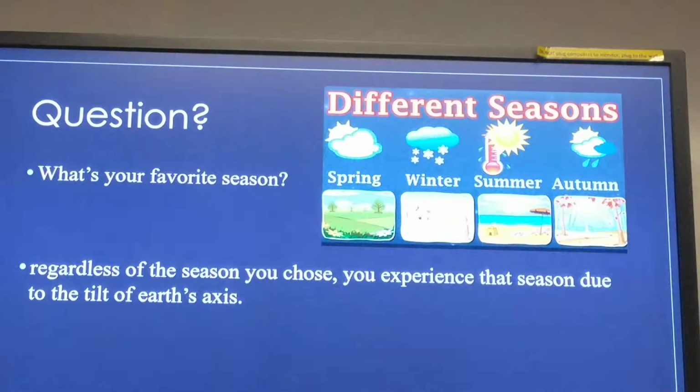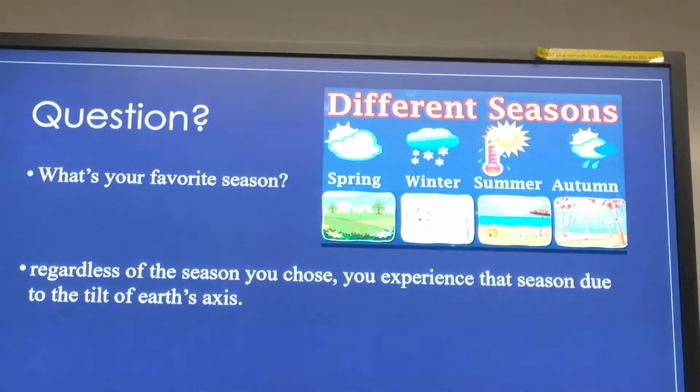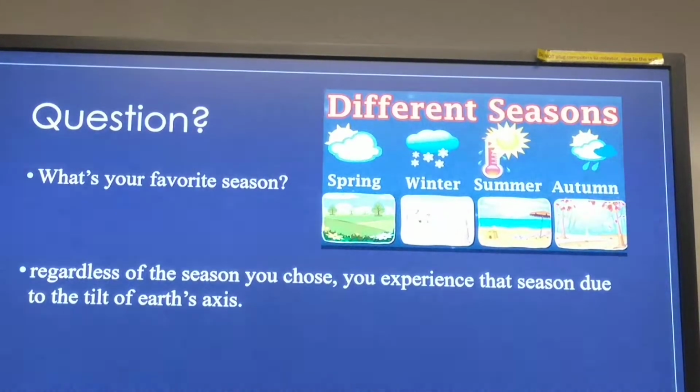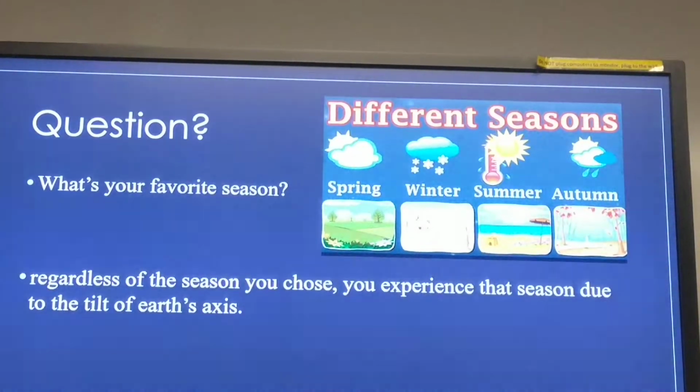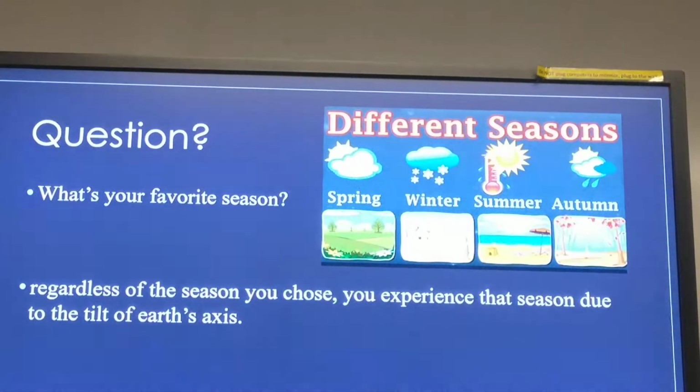Regardless of what season you choose, you experience that season due to the tilt of Earth's axis. Because of the tilt, this is how we experience all the seasons, and I will give you further explanation as to why.